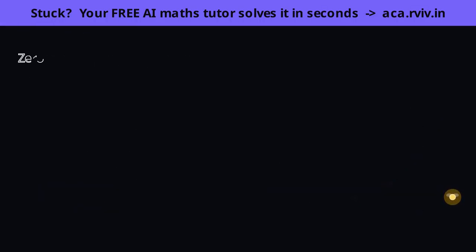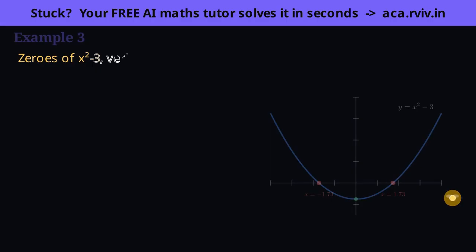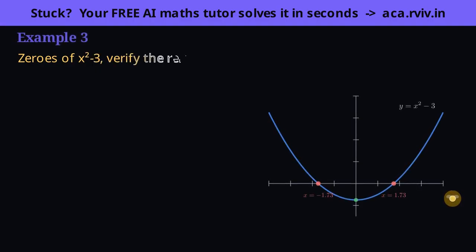Example 3. Notice this one has no middle x term at all, just x squared minus 3. When you spot that gap, don't force the splitting method. There's a faster, cleaner pattern made exactly for this shape. Let's set up the right tool.